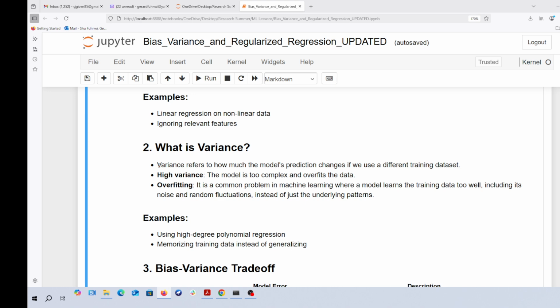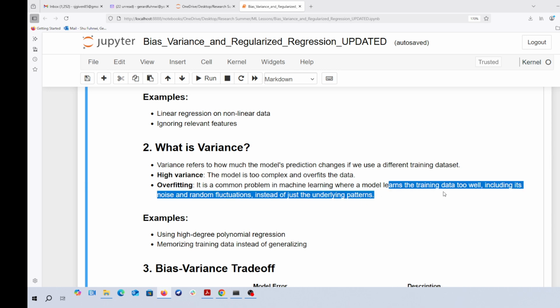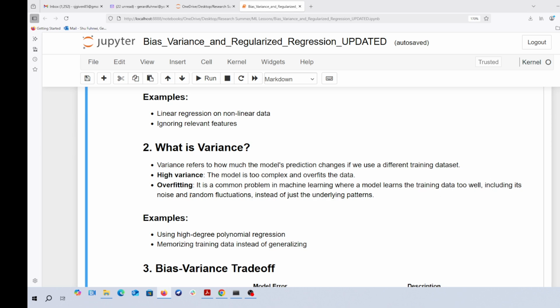Another common problem in machine learning is what we call variance. Variance refers to the sensitivity of the model to changes in the training data. So a model that is too complex can always lead to what we call overfitting. Overfitting in machine learning is just a problem where the model learns the training data too well, including noise and random fluctuations, instead of just learning the underlying pattern in the data.